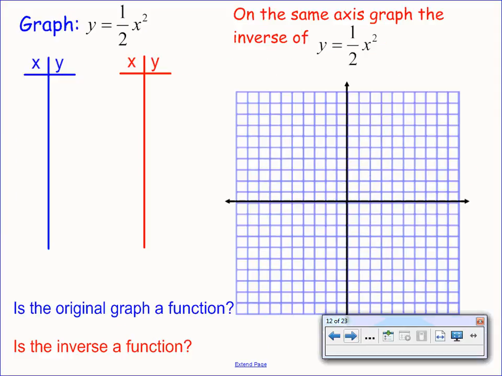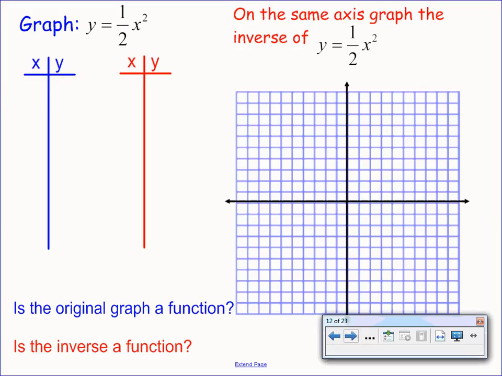All right, now let's consider how we could find if the relation is a function or not. So let's consider the original in blue. Let's graph y equals 1/2 x squared. And we can do it the old school way by selecting some x values, plugging them into my function rule, and then producing the y coordinates before plotting each ordered pair x comma y. So let's go ahead and do that original in blue.